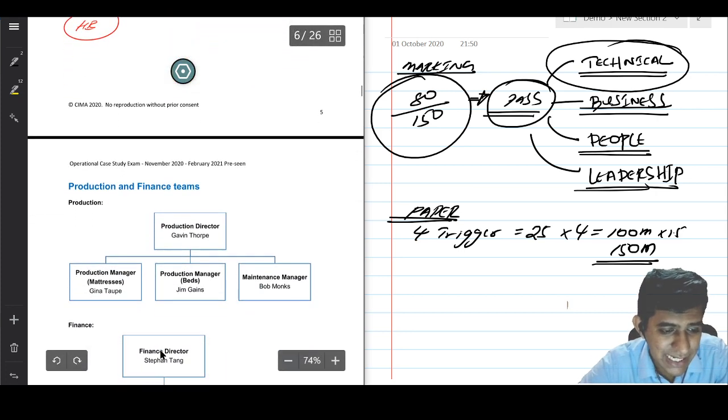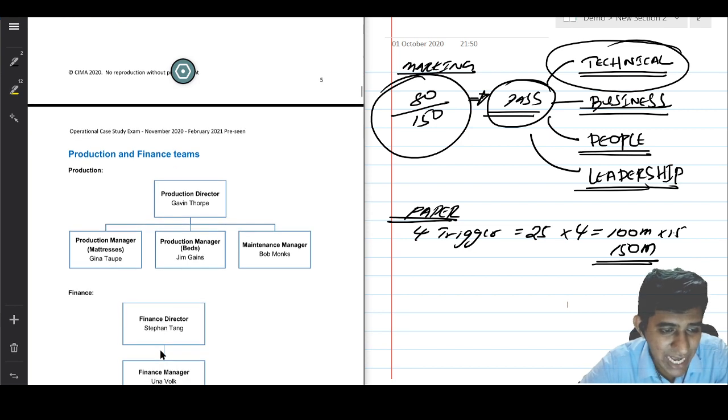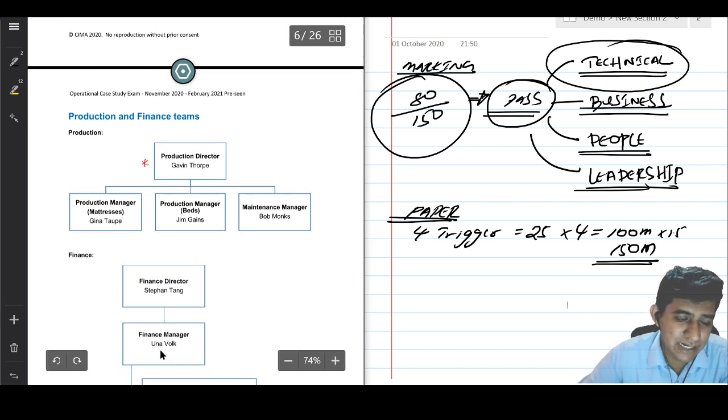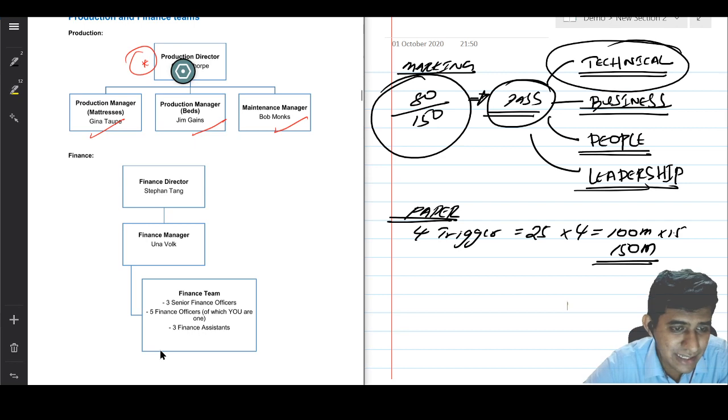So students, on the next page we generally find the production and the finance team. If you observe here, the production team is headed by Gavin Thorpe, and the production manager is Gina Top, and then the production manager is Jin Gain, and then the maintenance manager is Bob Monk. So just keep in mind that is the process they have given. And generally, students, these are just to make the content very strong. They will not go into detail on all these things, but generally they may ask you about organizational structural change, but they won't go into detail.